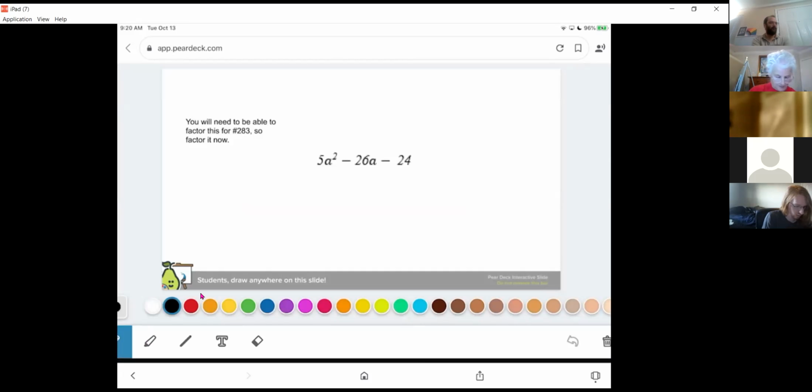Right, and so this isn't an equation, this is just an expression. But what's going to happen on the homework is you will have an equal sign with it, so you'll be asked to solve an equation. That's why I'm doing the factoring right now. But in the homework, you're going to be asked to solve an equation.